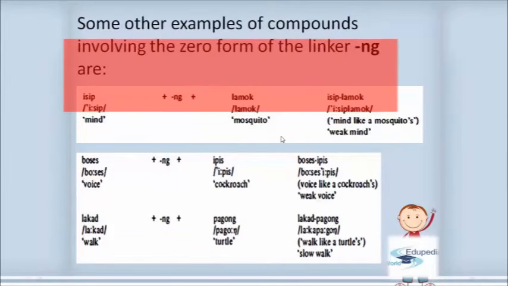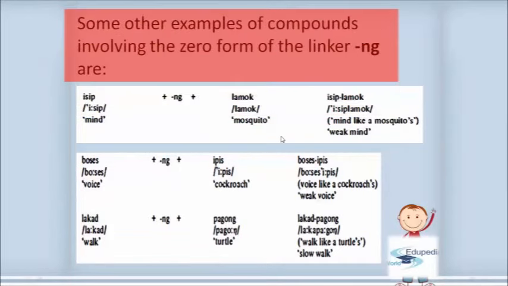Some other examples of compounds involving the zero form of the linker are isip, mind, plus nang, lamok, mosquito: isip lamok, mind like a mosquito, or weak mind. Boses, voice, plus nang, ipis, cockroach: boses ipis, voice like a cockroach, weak voice. Lakad, walk, plus nang, plus pagong, turtle: lakad pagong, walk like a turtle, slow walk.